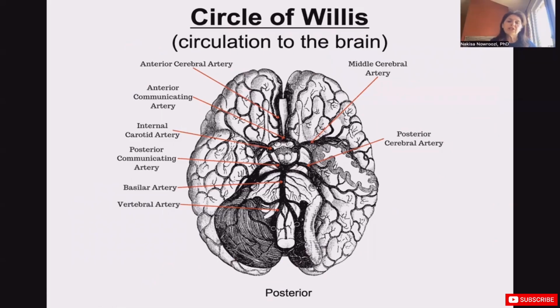These are the circulation to the brain. It's called the circle of Willis. These black arteries are called vertebral arteries. They merge to become the basilar artery. The basilar artery feeds into the posterior communicating arteries and posterior cerebral arteries. These two are the internal carotid arteries. They go to the middle cerebral arteries here, and the anterior communicating arteries and anterior cerebral arteries. This is the posterior end of the brain, and this is the circle of Willis.